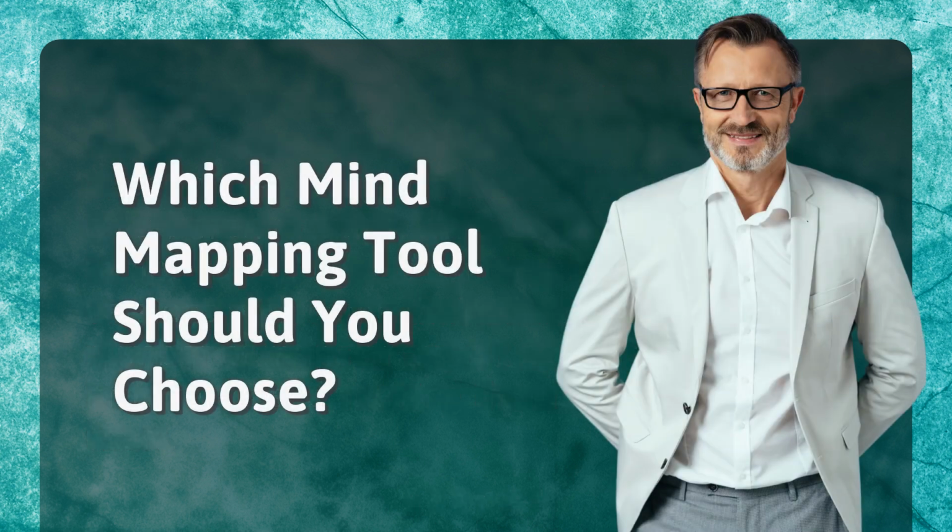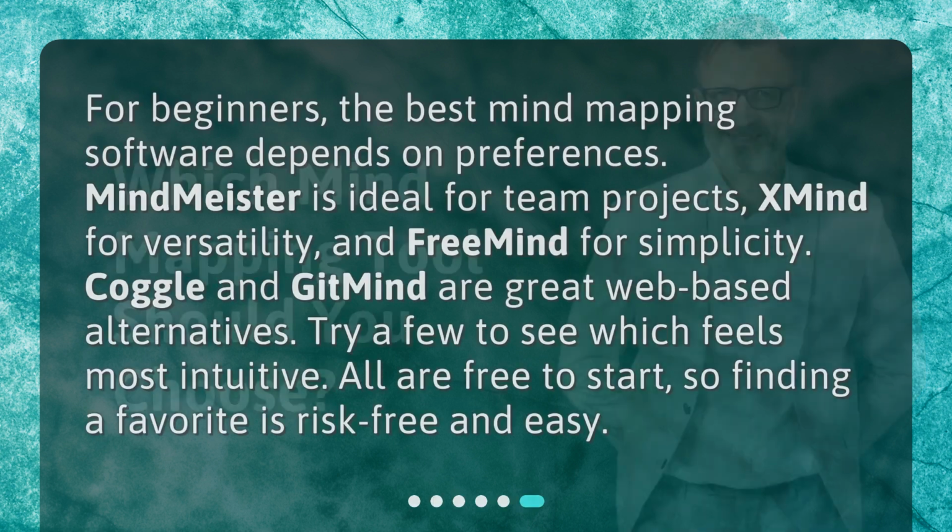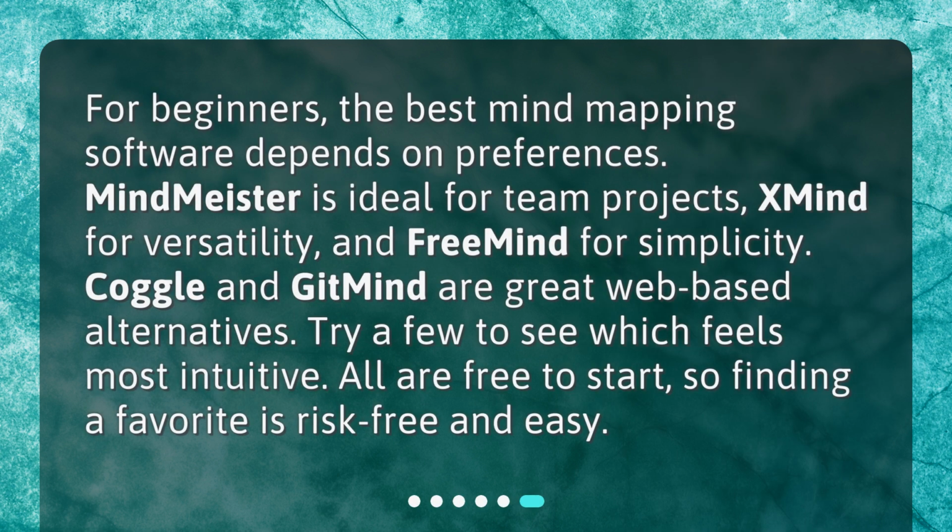Which mind mapping tool should you choose? For beginners, the best mind mapping software depends on preferences. MindMeister is ideal for team projects, XMind for versatility, and FreeMind for simplicity. Coggle and GitMind are great web-based alternatives. Try a few to see which feels most intuitive. All are free to start, so finding a favorite is risk-free and easy.